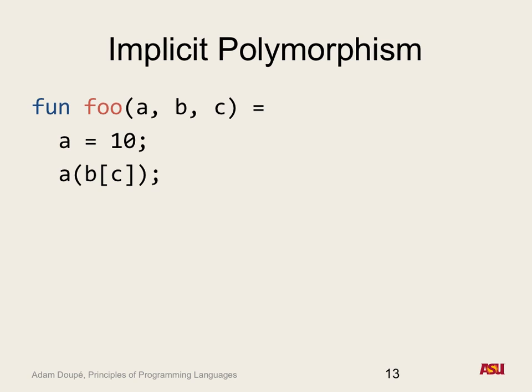What does line one say that A has to be? What does this say that A has to be? Can A be a function and an int? No. Maybe, but not in the language we're talking about.